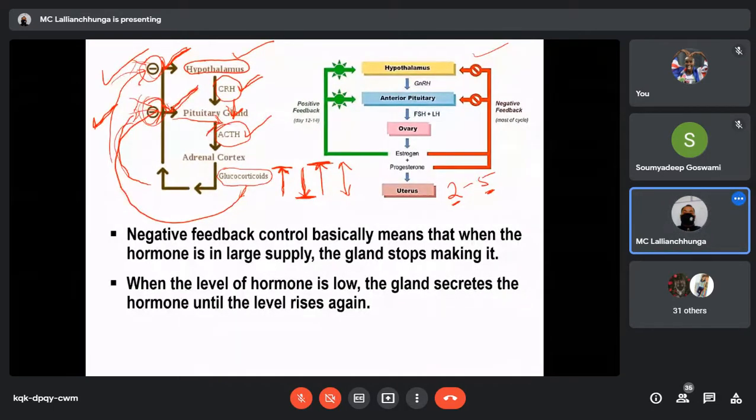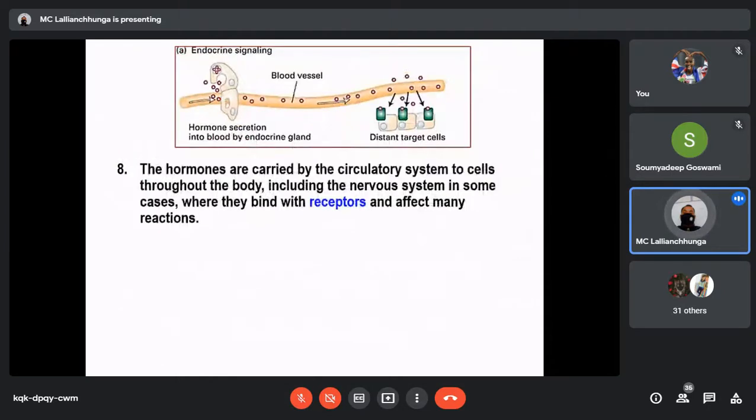Okay. Point number 8, characteristic of hormone. The hormones are carried by circulatory system to cells throughout the body, including the nervous system, in some cases where they bind with receptors and affect many reactions. So this point is very important. Until and unless receptors are there in the target cell, a hormone could not have any influence on those cells.